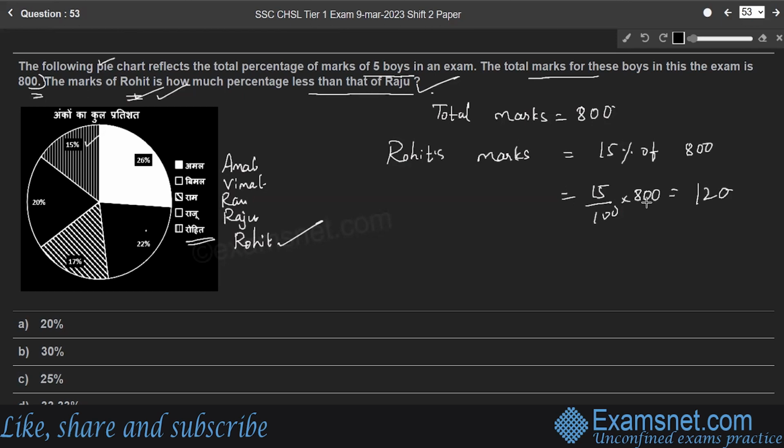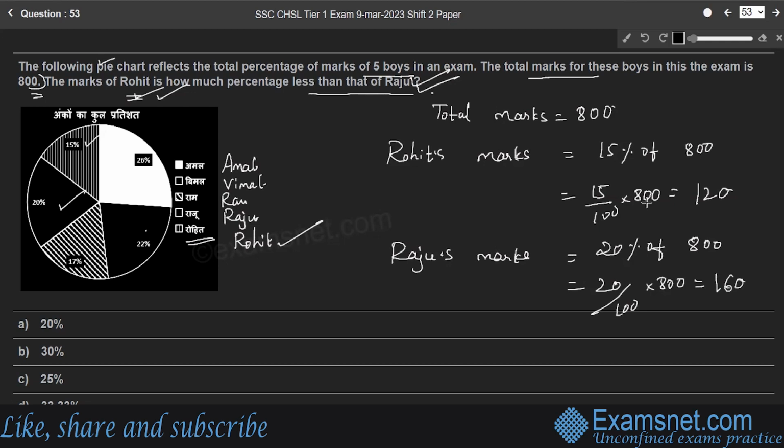Whereas Raju's marks is equal to, Raju obtained 20% of total marks, which is 800. Therefore, it is 20 by 100 into 800, which is equal to 160 marks. Raju obtained 160 marks. Here the question is, marks of Rohit is how much percentage less than Raju?